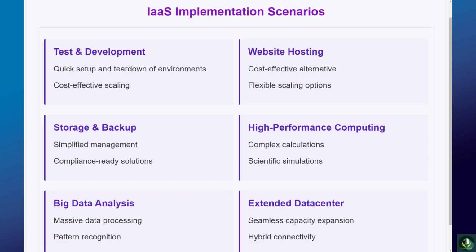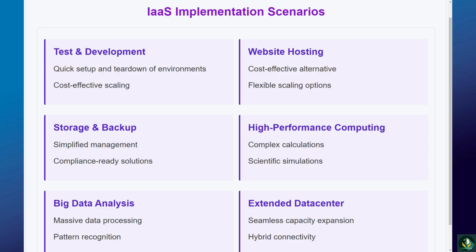Test and development environments represent a prime use case for IaaS. Development teams can rapidly provision and deprovision environments as needed, significantly accelerating the application development lifecycle. This agility is particularly valuable in modern DevOps practices, where quick iteration and testing are essential. The ability to scale these environments up or down on demand ensures cost-effective resource utilization while maintaining development velocity.